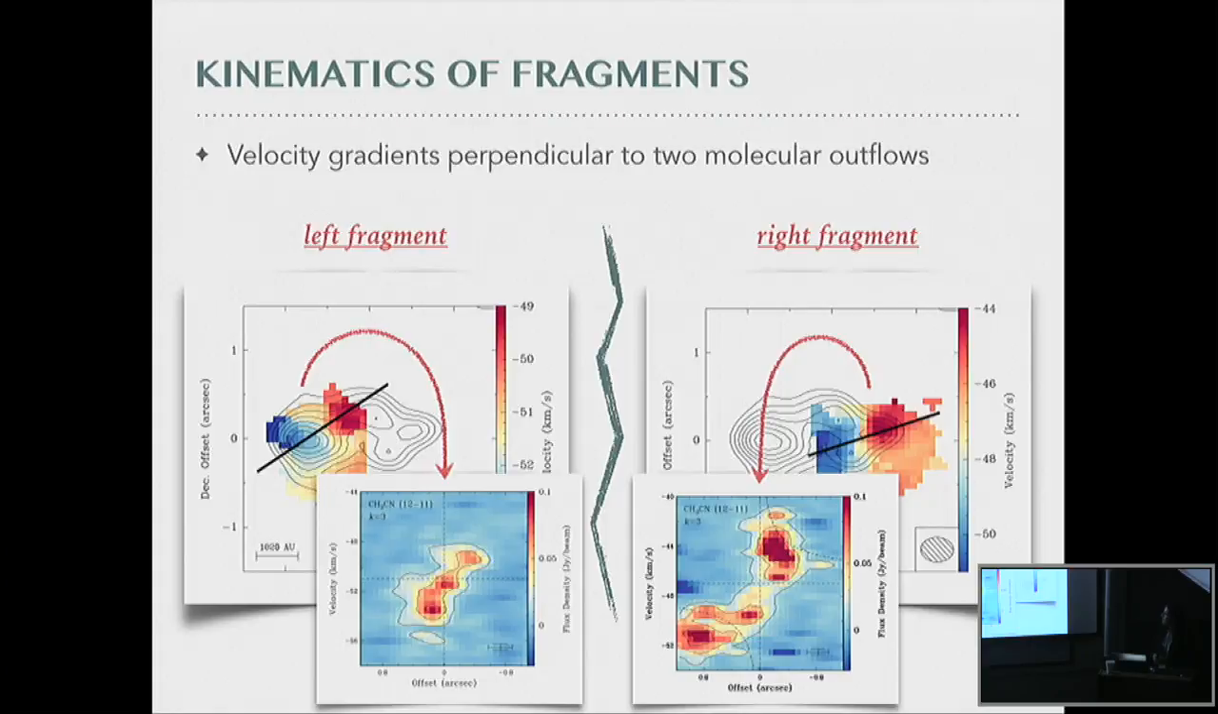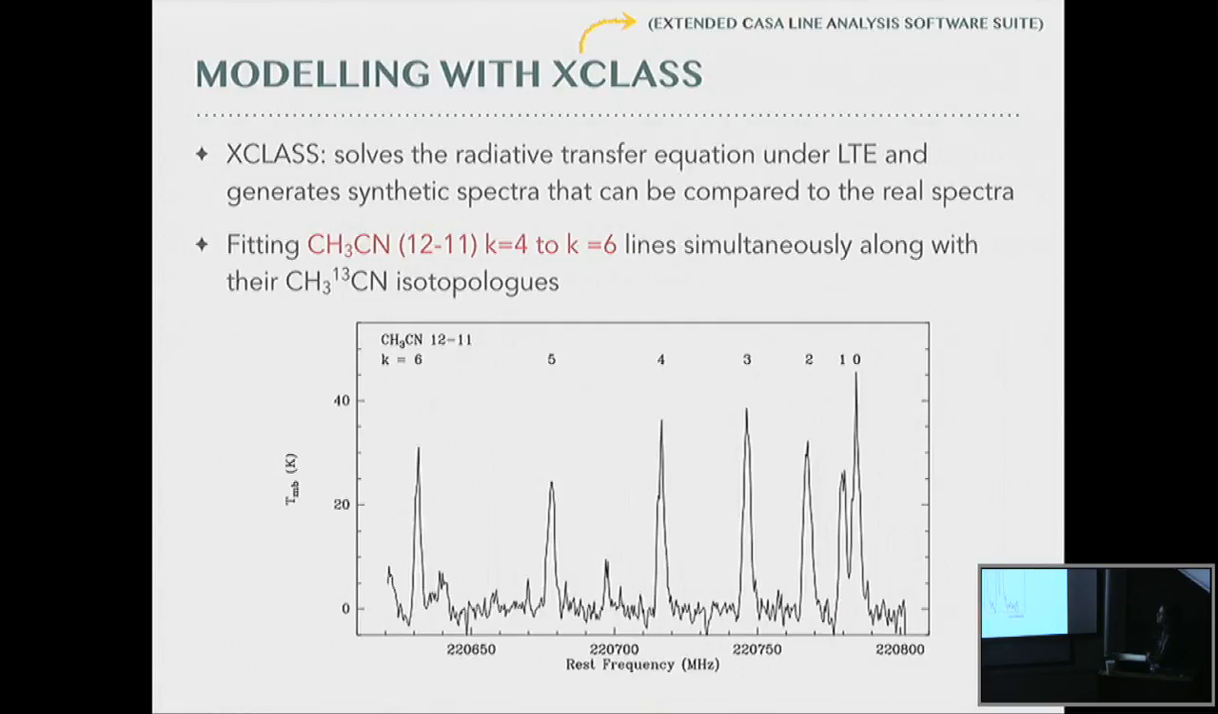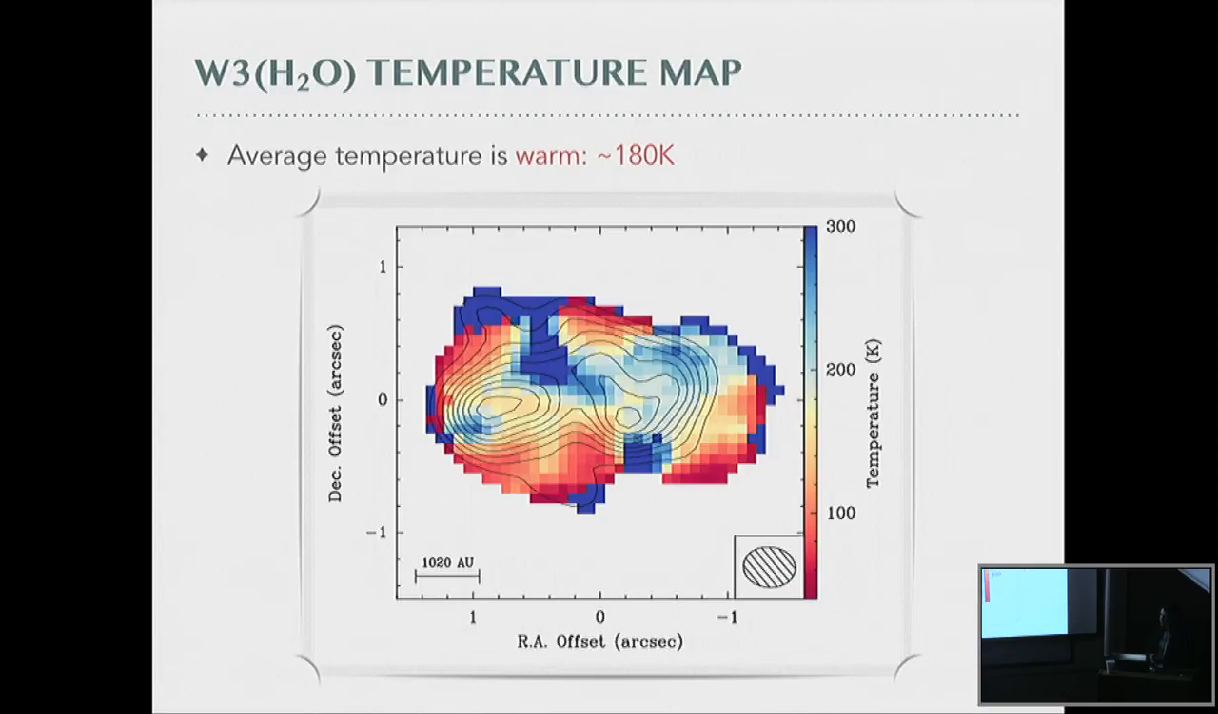So then what we can do, I should also mention that both of these cores actually have bipolar molecular emission. And so what we can do with this is then to actually get a temperature map. So what we do is we use the methylcyanide ladder in order to fit it under local thermodynamic equilibrium. And here, for example, you see the fit to the K equals 4 to 6 line, which corresponds to a temperature of about 160 Kelvin. And we do this pixel by pixel and get a temperature map for the entire object, which doesn't actually have any specific distribution, but is warm at about 180 Kelvin.